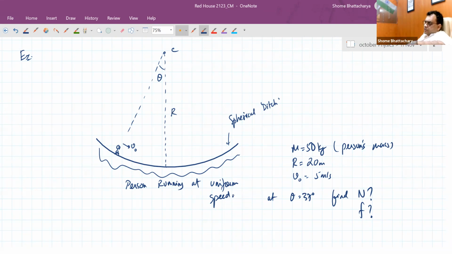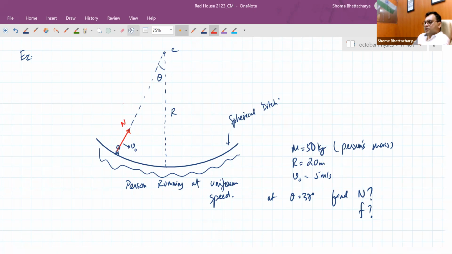Okay, so everybody got the answer in this? So the difference this time is, see, normal reaction is the force which is pointing towards the center. Earlier it was pointing away from the center. Normal contact force will act in the centripetal direction, so to speak.